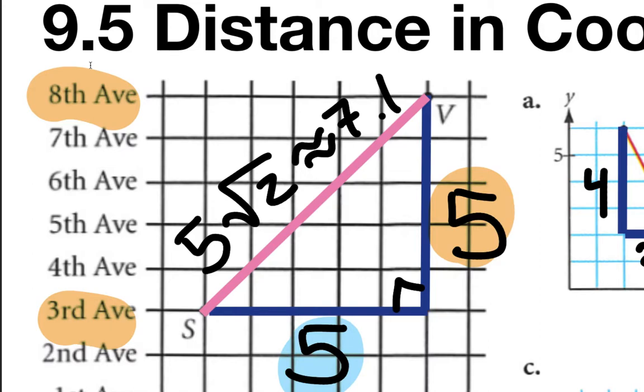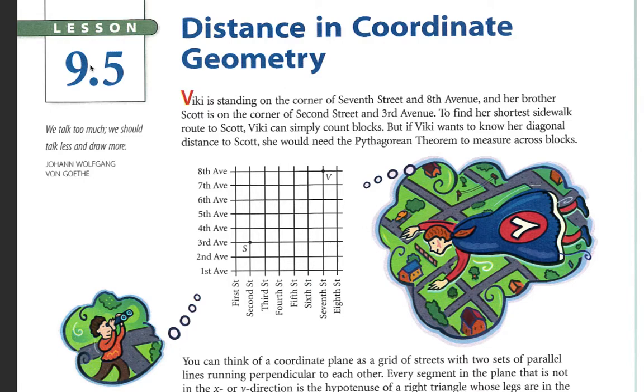Welcome to section 9.5. This is distance in coordinate geometry. And I'm going to start off with an example from the textbook. You don't have to have this open, but I'm just going to take a look at it.